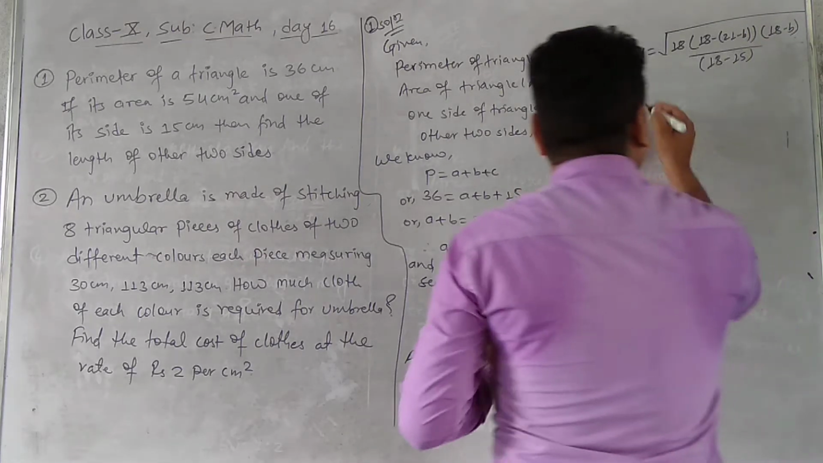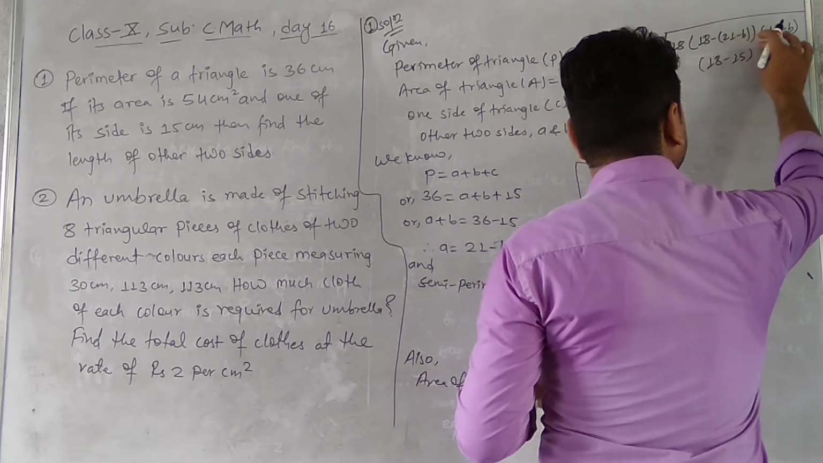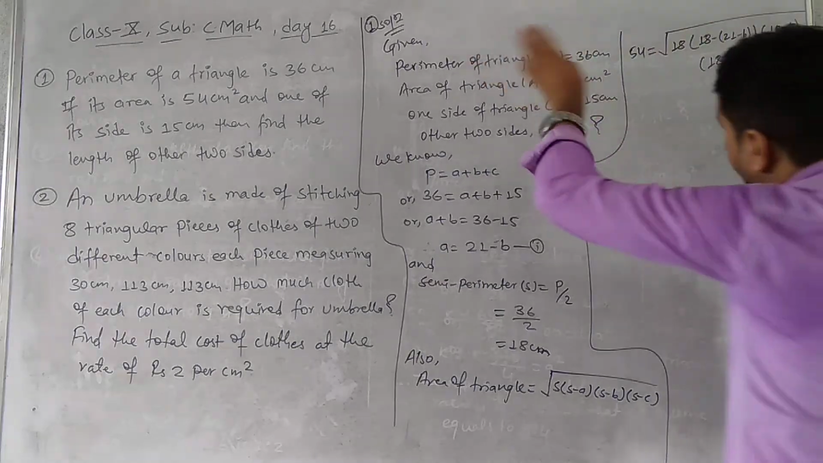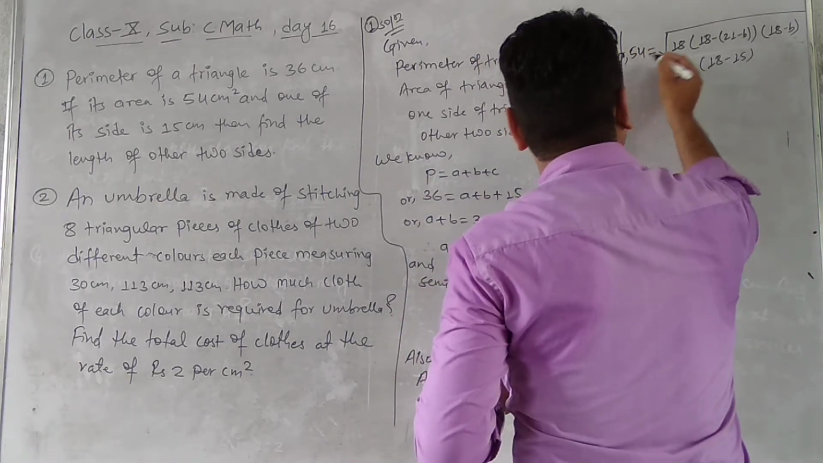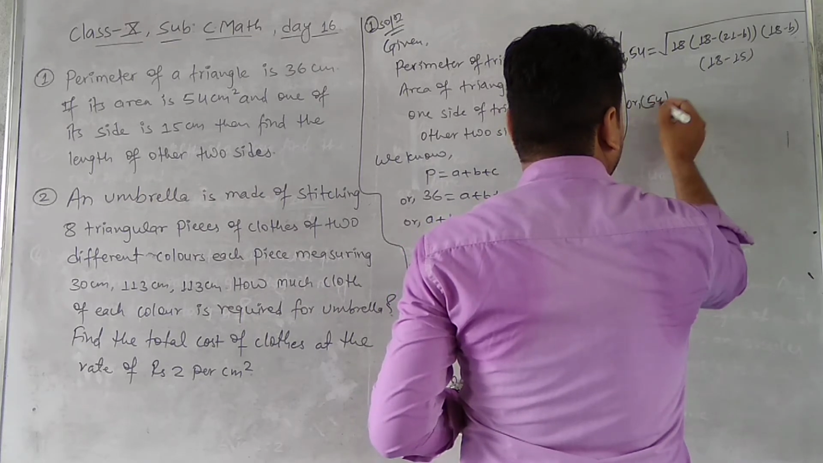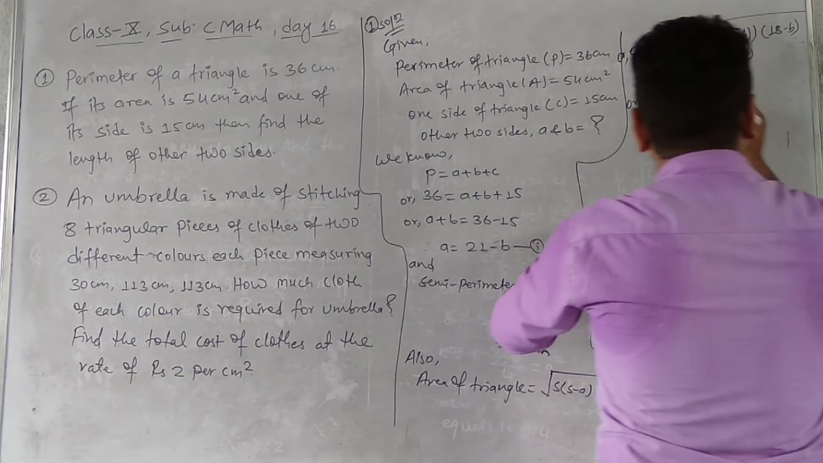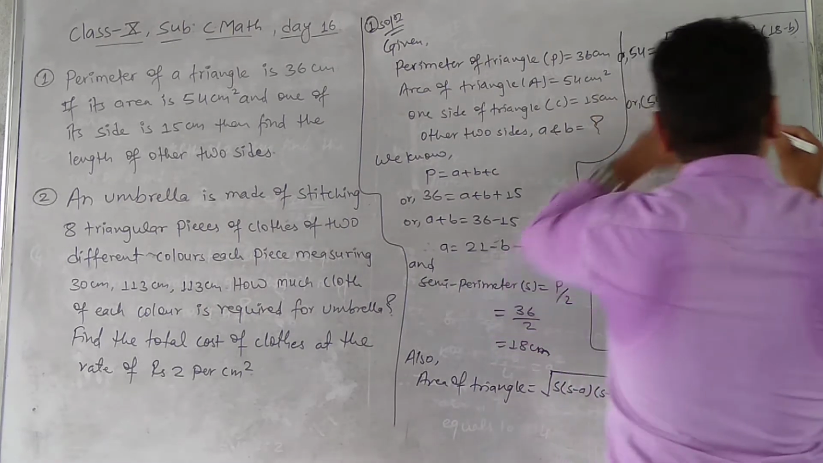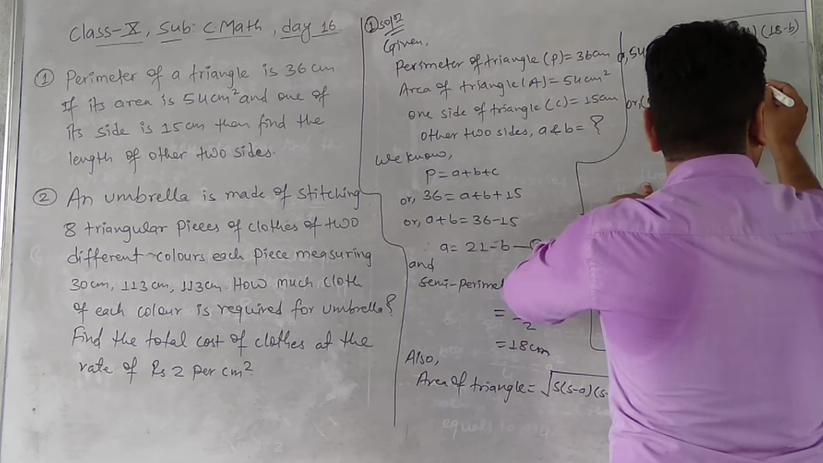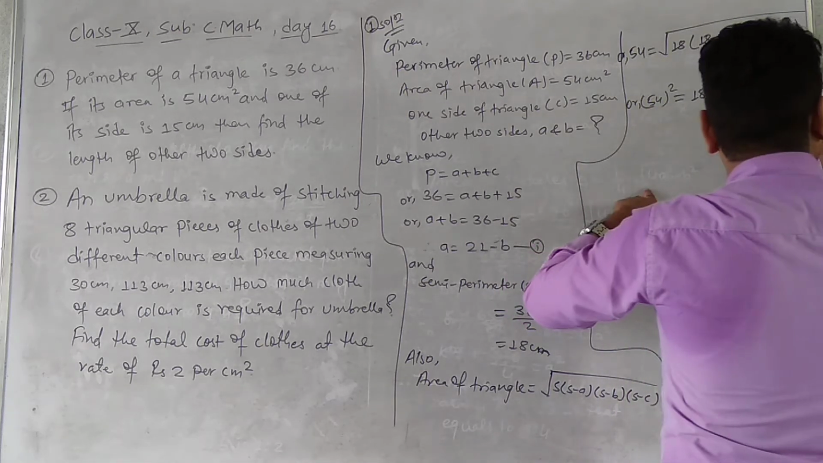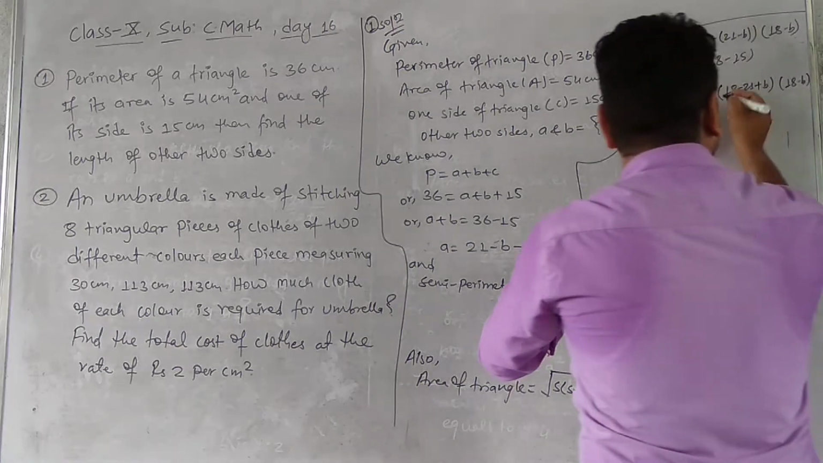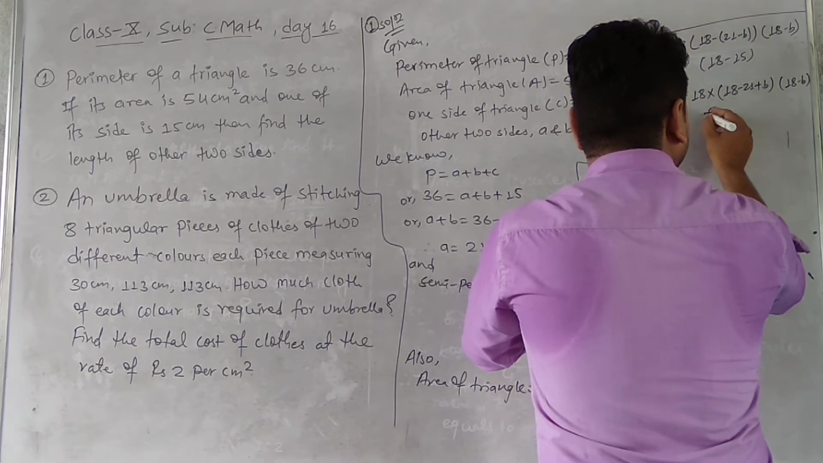This is the square root. So this root, we bring to that side, and it becomes a square. So 54 square equals 18 into 18 minus 21 plus B, and then 18 minus B will be here, and the remaining 18 minus 15 means we get 3, that is into 3.